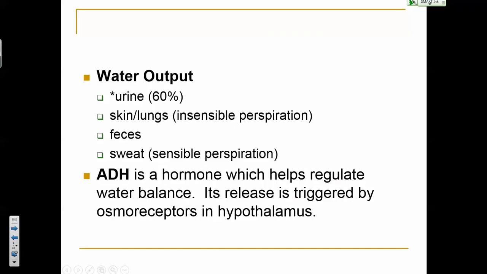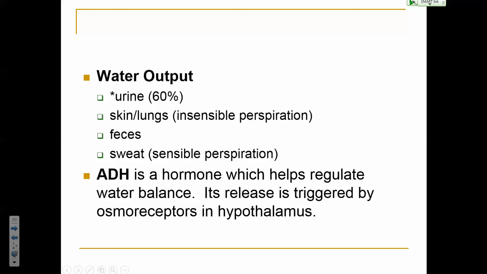Okay. What about your output of water? The main one is through urination. Okay. If you have too much water in you, you're going to urinate it. We just saw that, didn't we? Okay. But you also lose some water through your skin and through lungs. Every time you breathe out, you're breathing out some water vapor, aren't you? And then through your feces, you lose a certain amount of water.